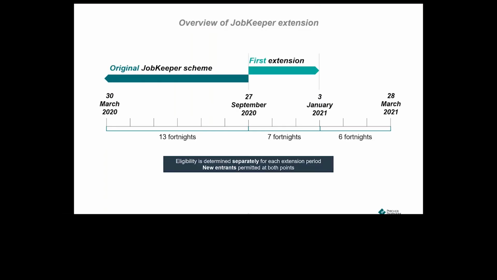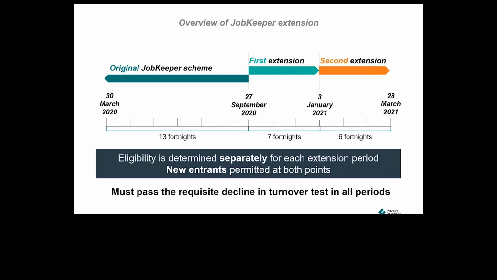Just in terms of the time period, you're hopefully aware by now that JobKeeper 1.0 is coming to an end this Sunday, the 27th of September, and we then move forward into JobKeeper 2.0, of which there are two extension periods. The first period runs from the 28th of September until the 3rd of January next year, so that's 7 additional fortnights. And the second extension period runs from the 4th of January until the 28th of March next year, which is an additional 6 fortnights.